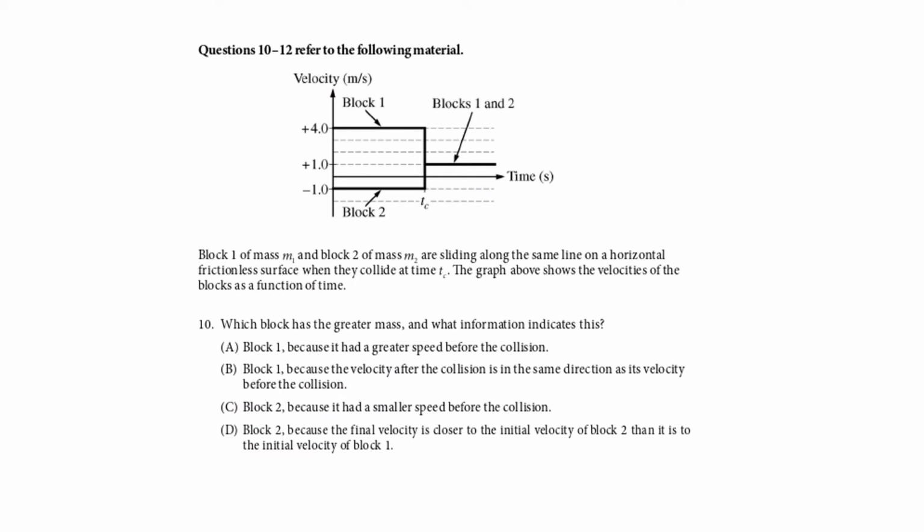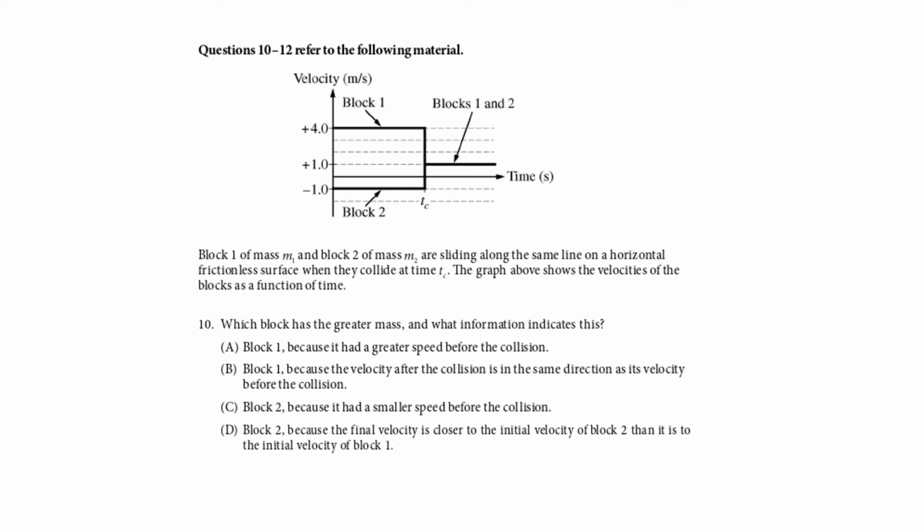Okay, block 1 of mass M1 and block 2 of mass M2 are sliding along on a horizontal frictionless surface when they collide at time t. The graph shows the velocities of the blocks as a function of time. Which block has the greater mass, and what information indicates this? Okay, so which one's bigger?